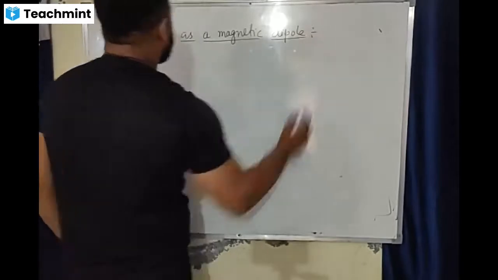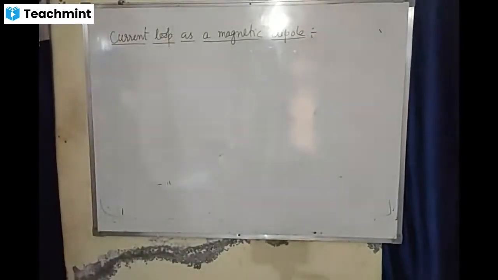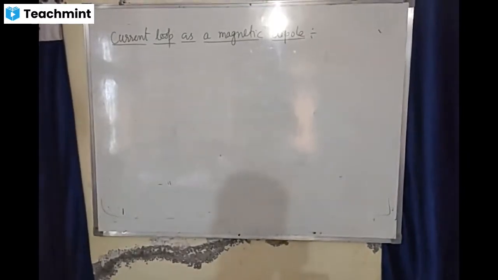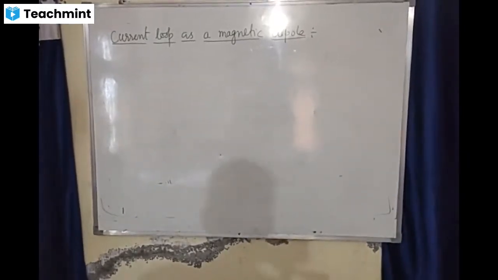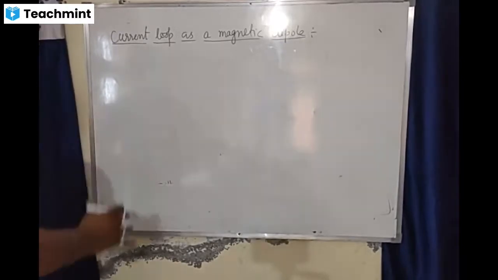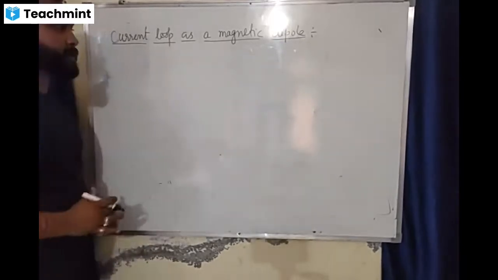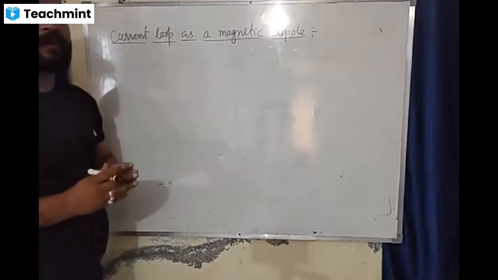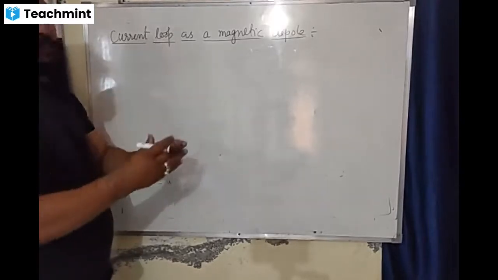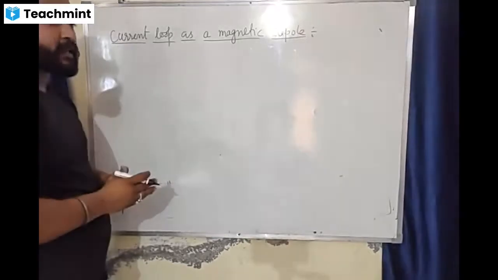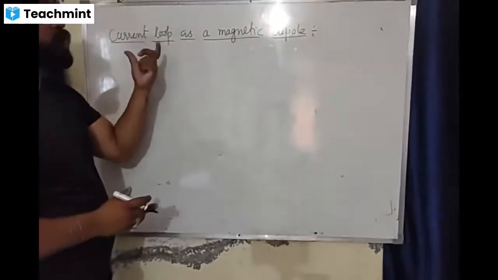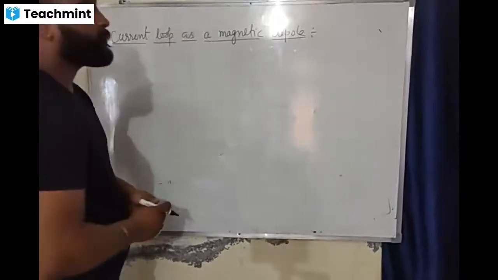So we are going to discuss how a current loop will behave as a magnetic dipole. A magnetic dipole is a pair of equal and opposite poles separated by a small distance. So let's talk about how the current carrying circular loop will behave as a magnetic dipole.